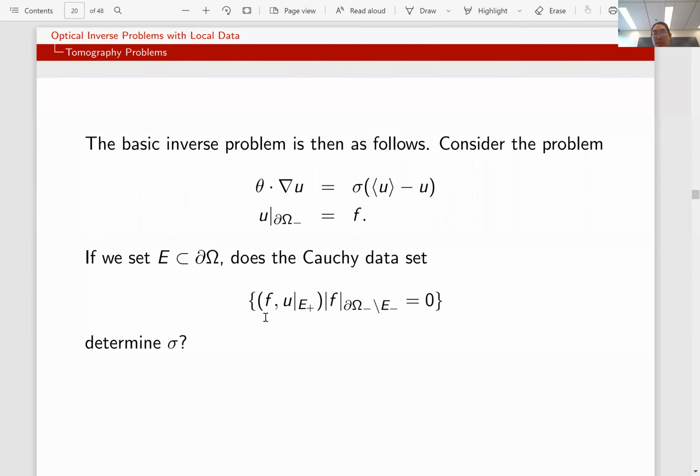This is the same picture as before, right? So you've picked a subset of the boundary and you're saying, I'm only going to measure on that part of the boundary. I'm only going to restrict to data on that part of the boundary. And I've set u on the incoming part of the rest of the boundary to be 0. And I want to know if I can determine σ using that data.